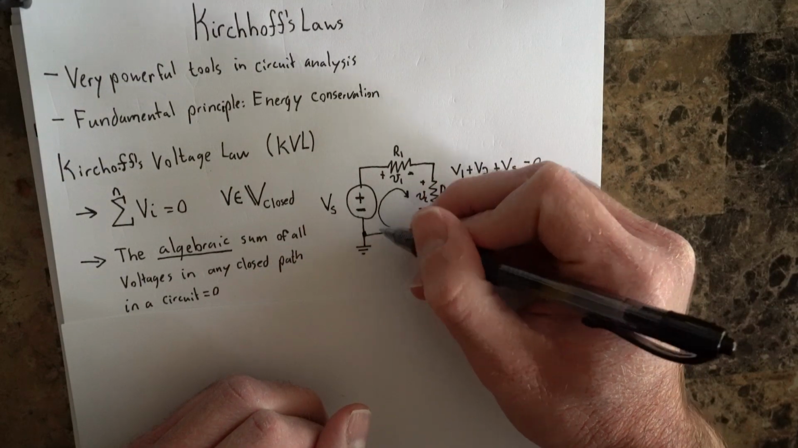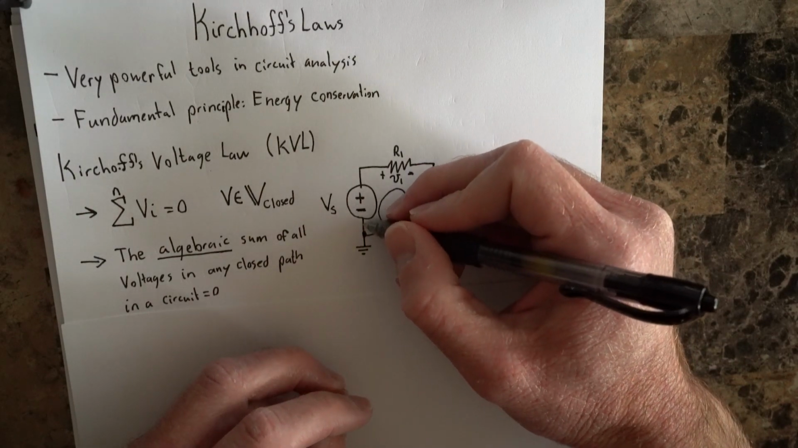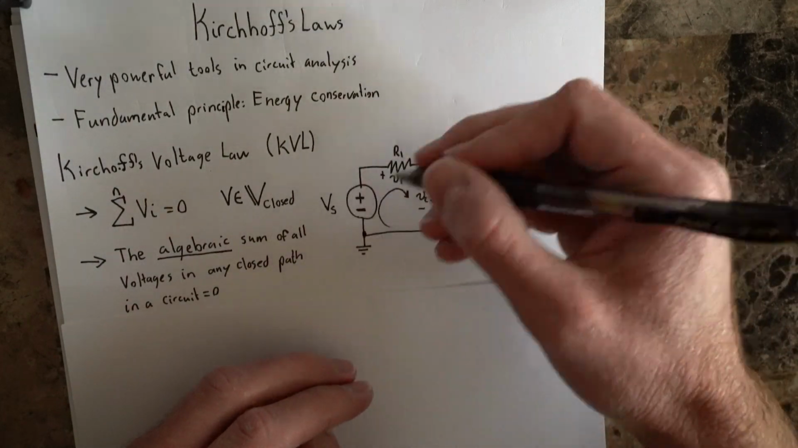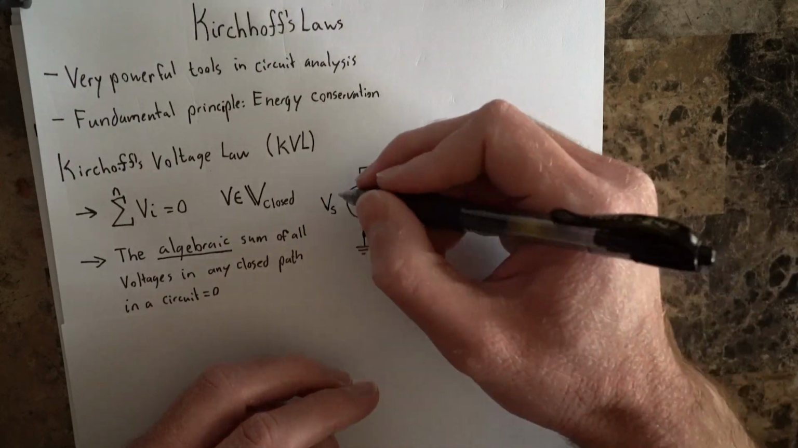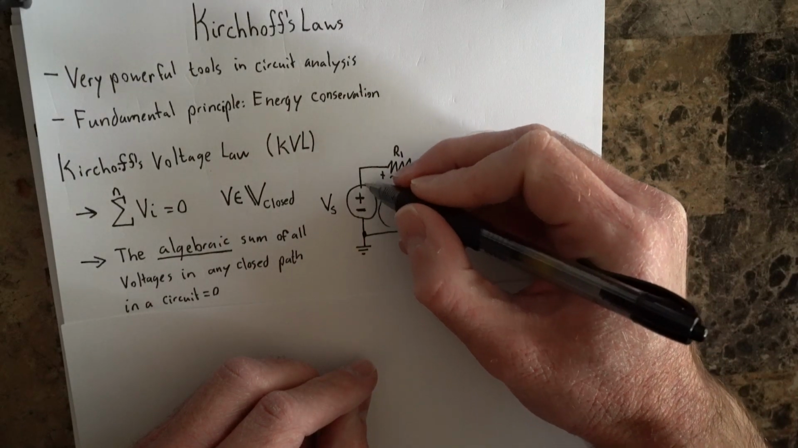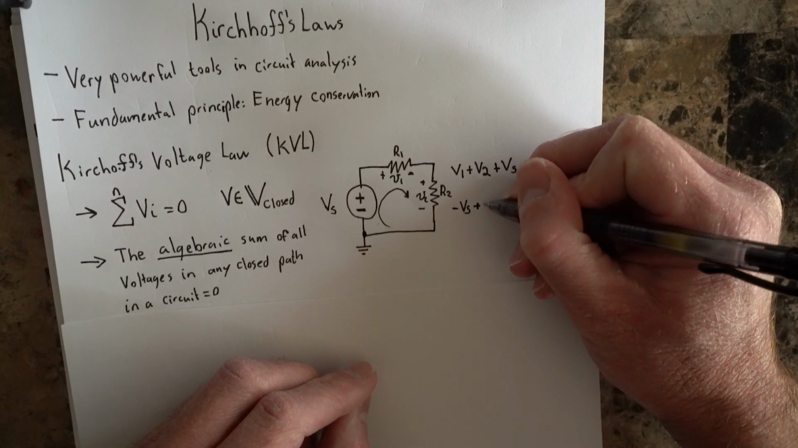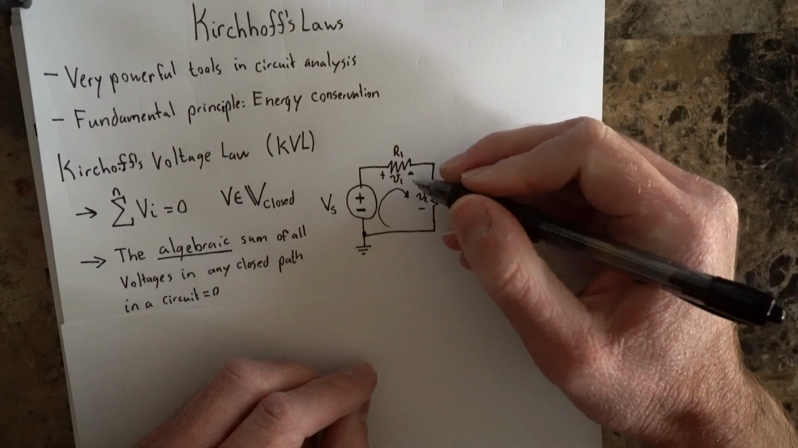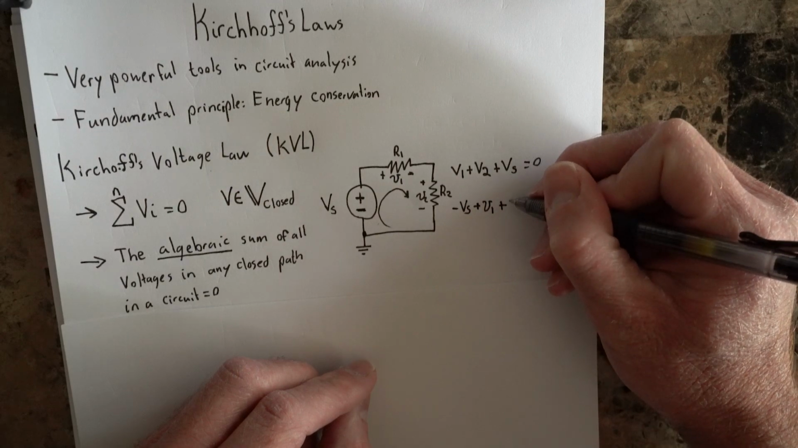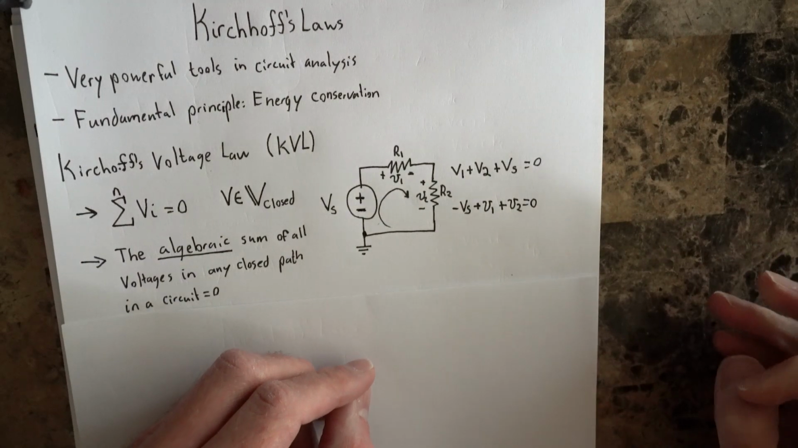So let's start right here. As we move around this loop in a clockwise fashion, we first hit a minus sign, meaning that as I'm calculating this algebraic sum, I'll put a minus sign in front of this Vs. So minus Vs. Moving around, we hit V1, but we hit a plus sign first, so we'll put a plus V1. Then we're moving around, and we hit another plus sign for V2. So plus V2, and that must equal 0.